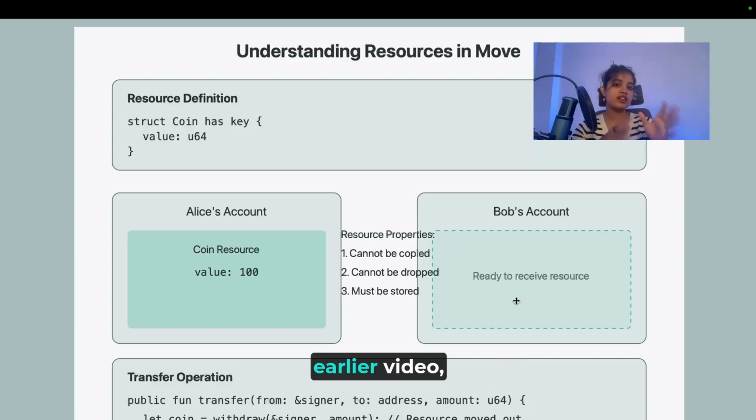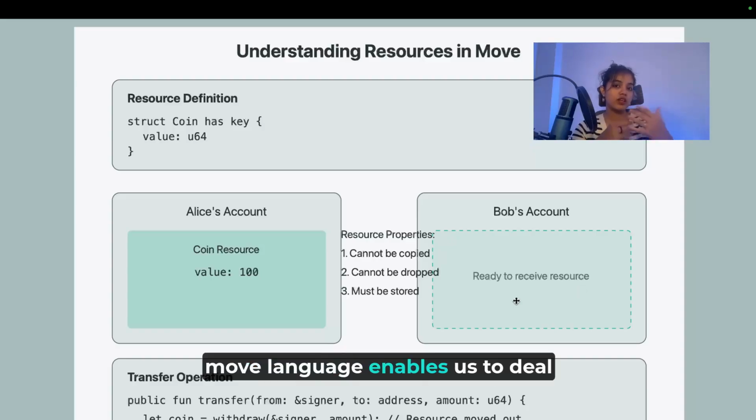As we discussed in the earlier video, Move language enables us to deal with digital assets in a completely different manner. If we look at Ethereum, we deal with numerical balances, which leads to a lot of security issues in terms of transferring the asset, in terms of modifying the asset. But instead, in Move language, we represent digital assets as structs with certain abilities.